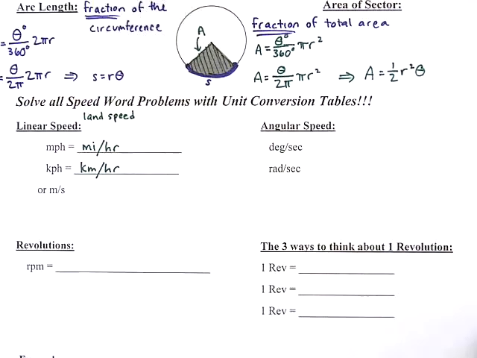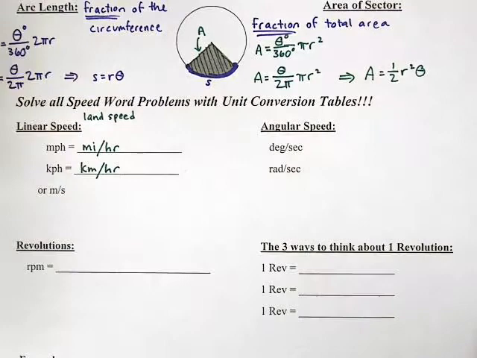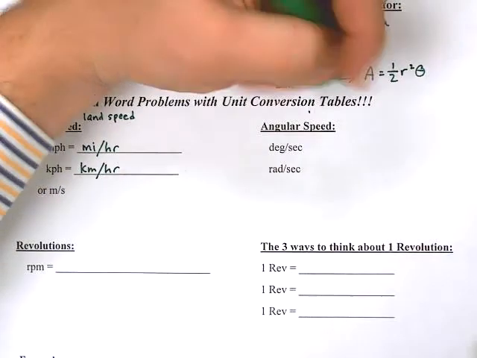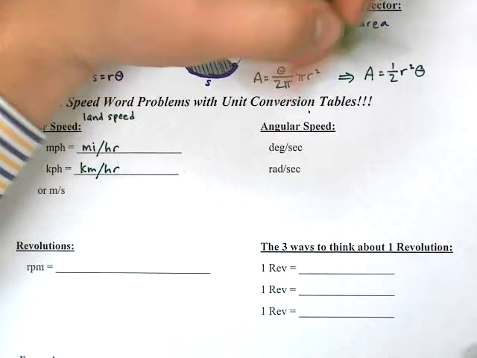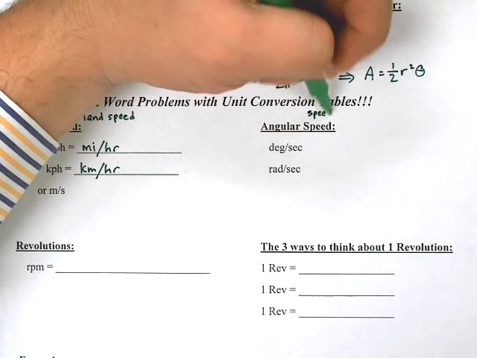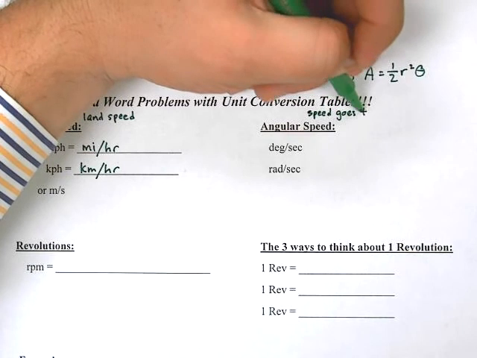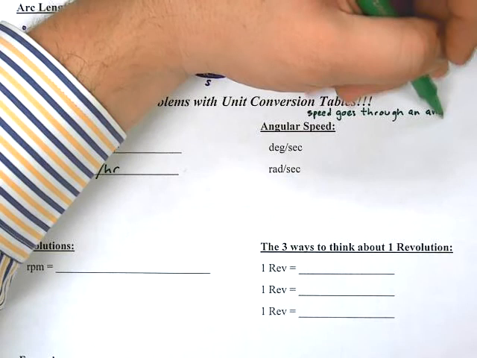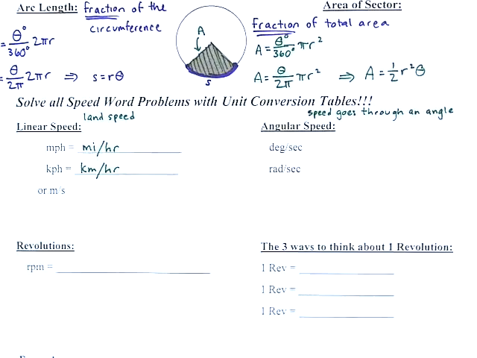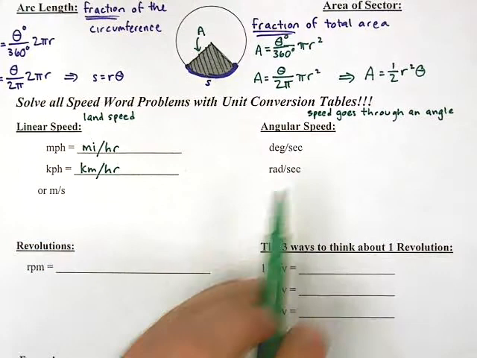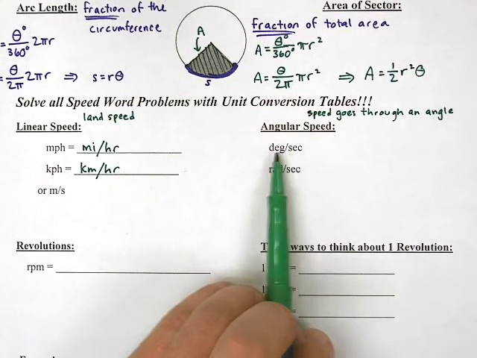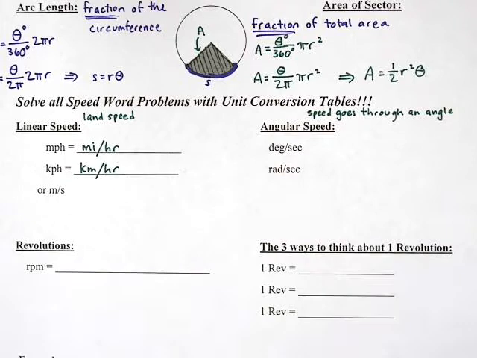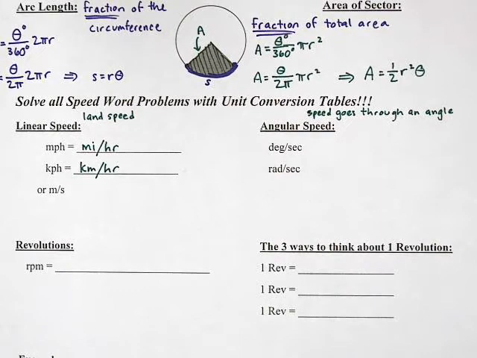Angular speed, this is talking about how fast it goes through an angle, okay? So we have things like degrees per second. How many degrees does an object spin per second? Or how many radians does an object spin per second? Alright, so there's our angular speed.